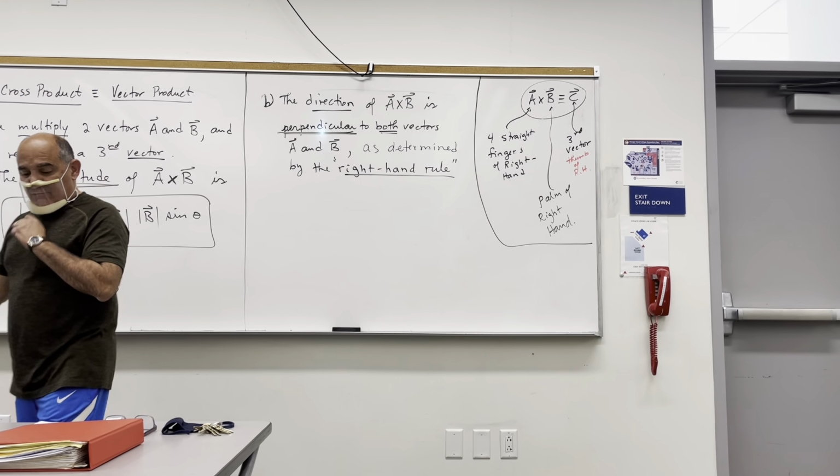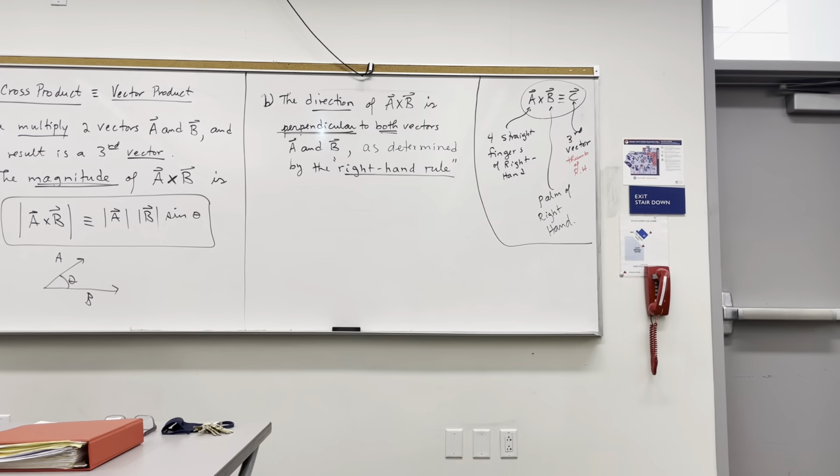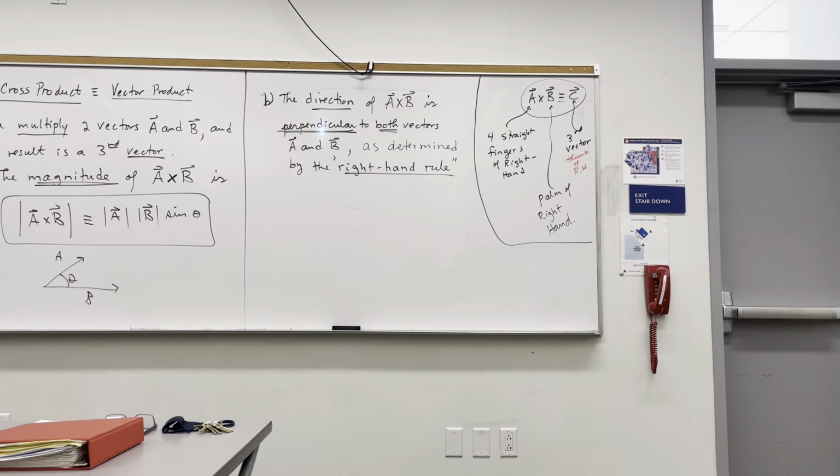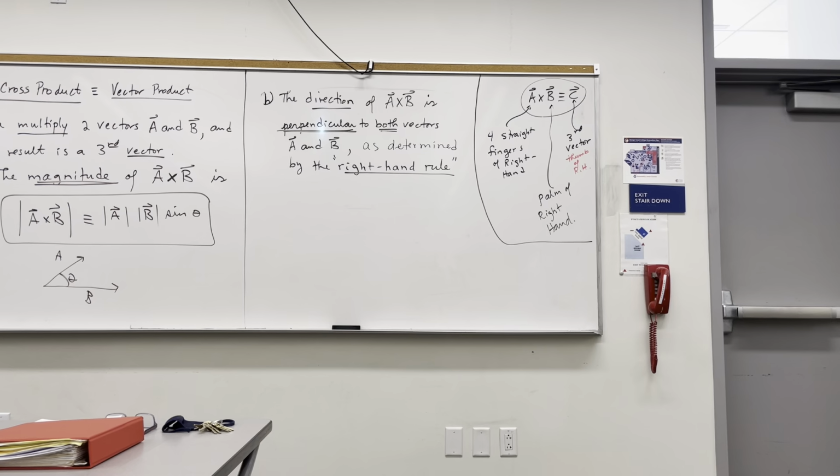So what would be the direction of blue cross red? Towards the walls. To your right or to your left? Blue cross red. So I said blue first. It matters what the order is. Blue, four fingers. Red, palm. So four fingers, blue, palm. My thumb points that way. So it's to your left.